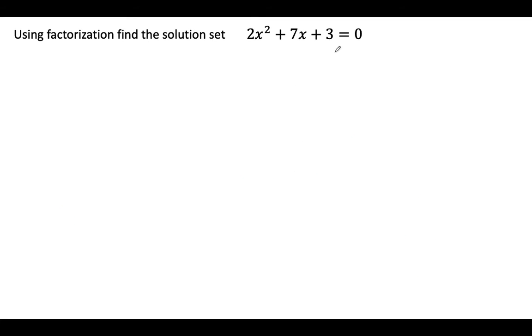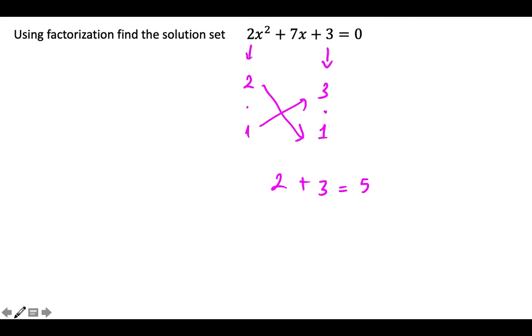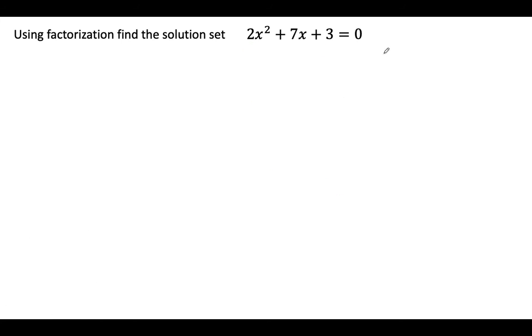Now here, if we think of two numbers whose product is 3, it could be 3 times 1. If we think of two numbers whose product is 2, 2 times 1. So 2 times 1 is 2, 1 times 3 is 3, 2 plus 3 is 5. It's not satisfied. That means we can't use this way. We have to find something else. But since 3 is a prime number, let me try like this.